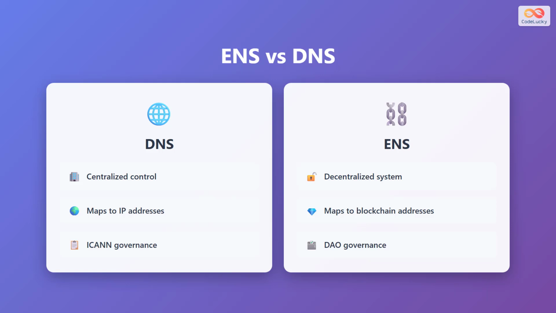How does ENS compare to traditional DNS, the domain name system? Traditional DNS uses centralized control, maps names to IP addresses, and is governed by ICANN, a central organization. ENS, on the other hand, is a fully decentralized system that maps names to blockchain addresses and is governed by a DAO, a decentralized autonomous organization. This means ENS gives users more control, better security, and resistance to censorship.